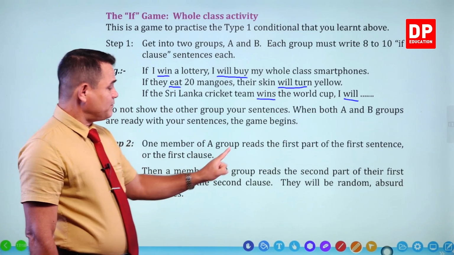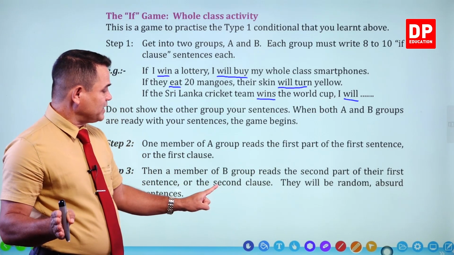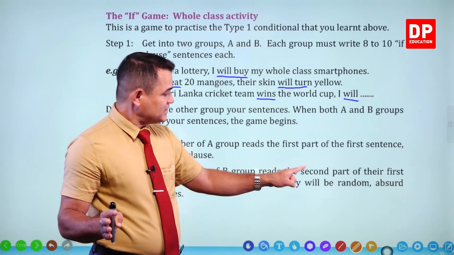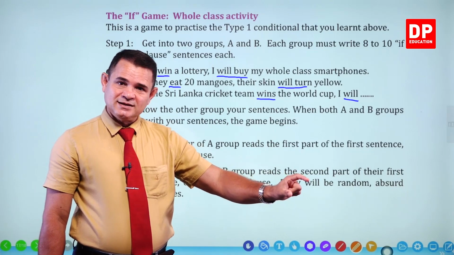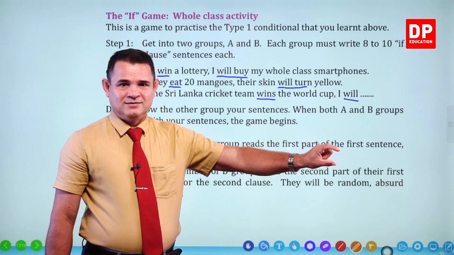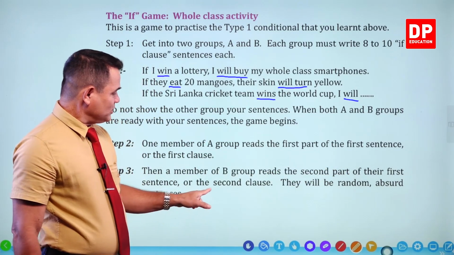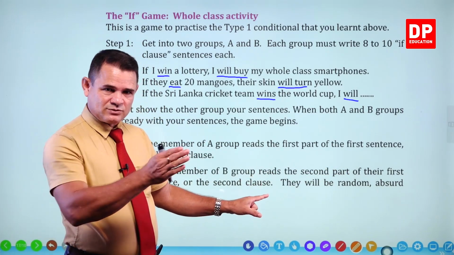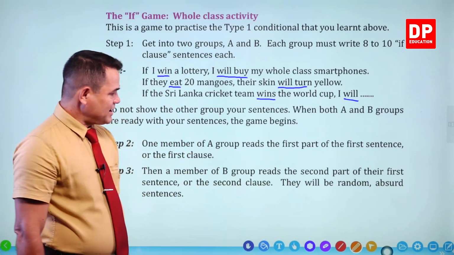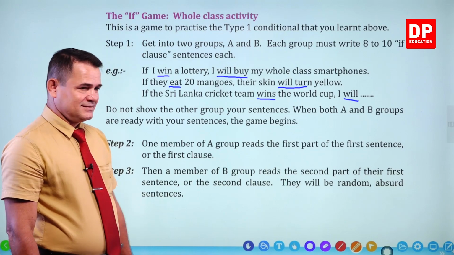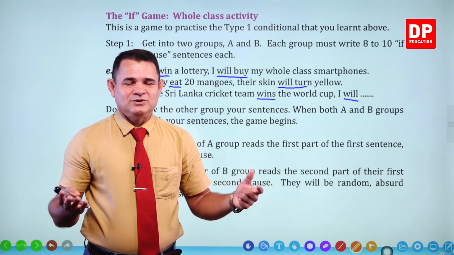Then a member from B group, after A group says the first part, reads the second part of their first sentence. So it can be very funny, right? Or the second clause. Second clause means second part of the sentence. They will be random, absurd sentences because maybe they are totally not matching.